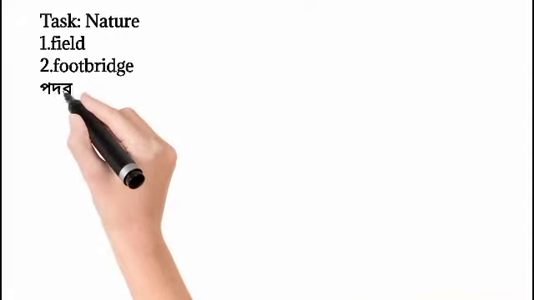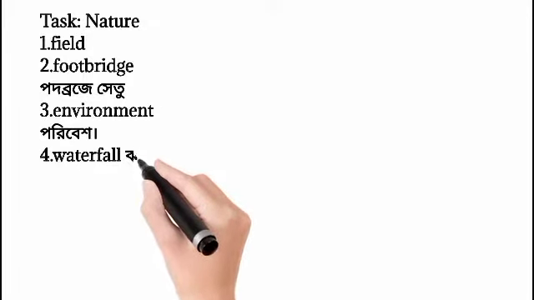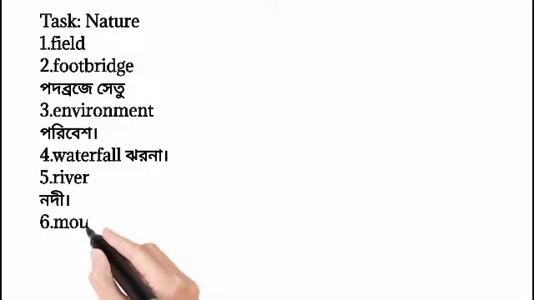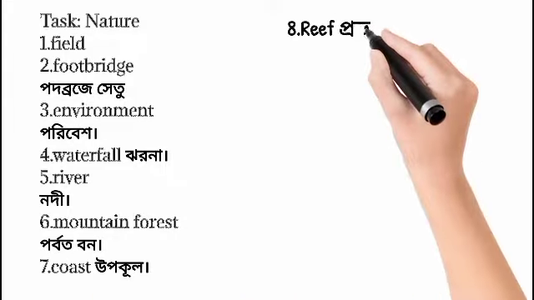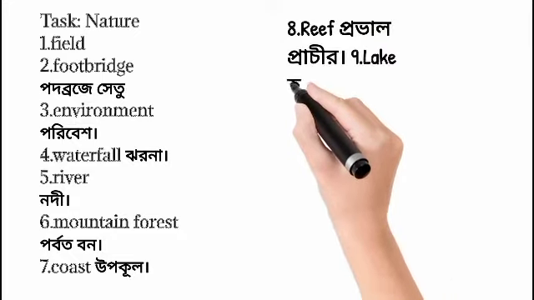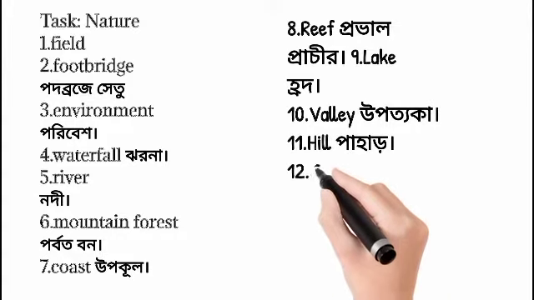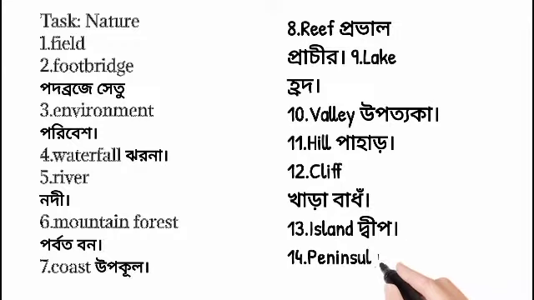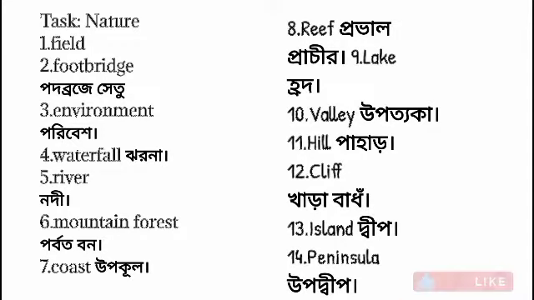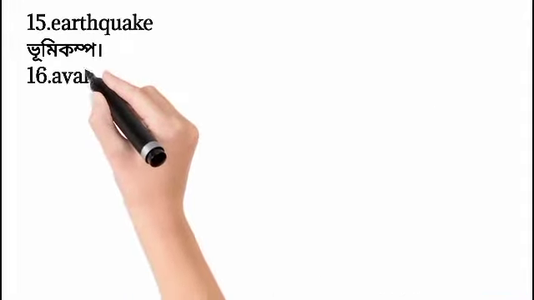Now we'll see the nature-related words: fields, footbridge, environment, waterfall, river, mountain, forest, coast, reef, lake, village, hill, cliff, island, peninsula. So try to learn from here and use it properly in your listening.